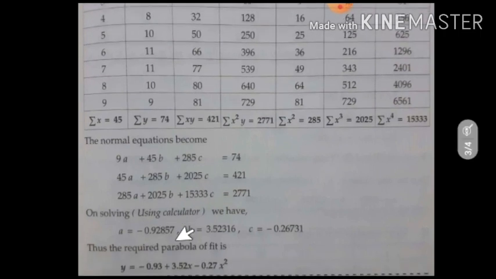So then the best fit of a parabola equation is nothing but y equal to a plus b into x plus c into x square, with a equal to minus 0.93 rounded off, the b value into x, and the c value here is minus 1. So this is the best fit equation of a parabola for the given data. Similarly, the third curve is here.